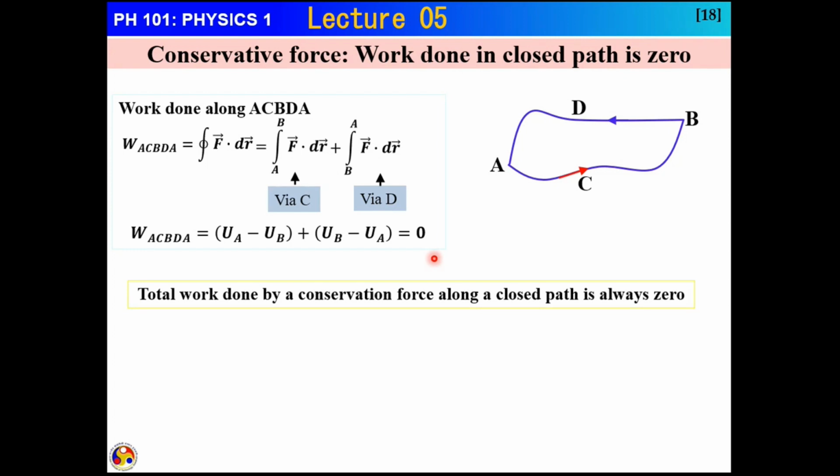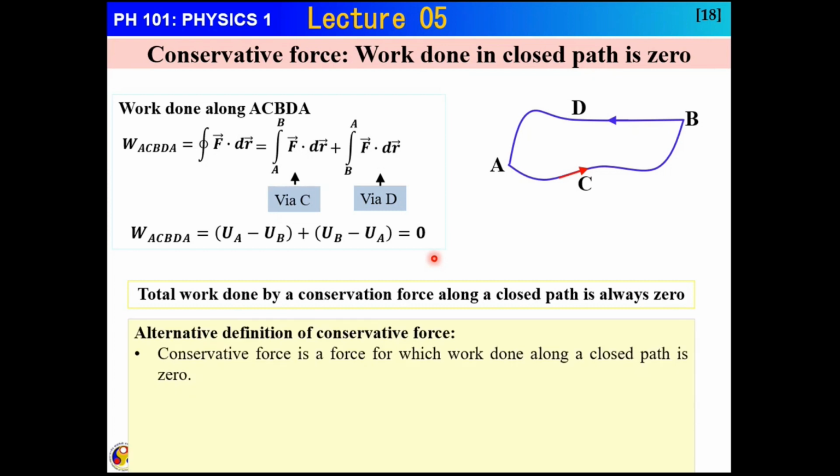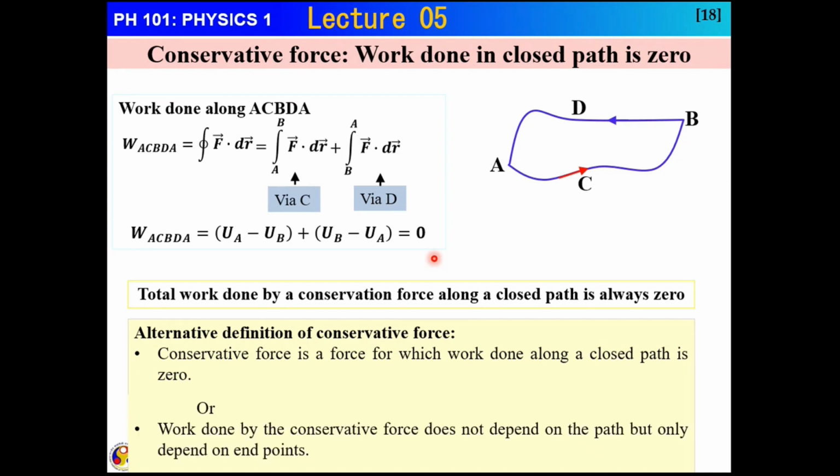Another way of saying that is if we are moving from one position to another position, it is going to be path independent. So an alternative definition of the conservative force is a force for which the work done along a closed path is 0, or the work done for a conservative force does not depend on the path, but only on the end points.